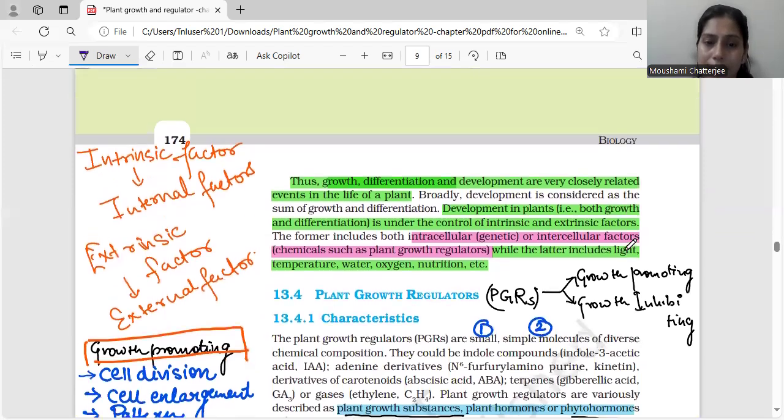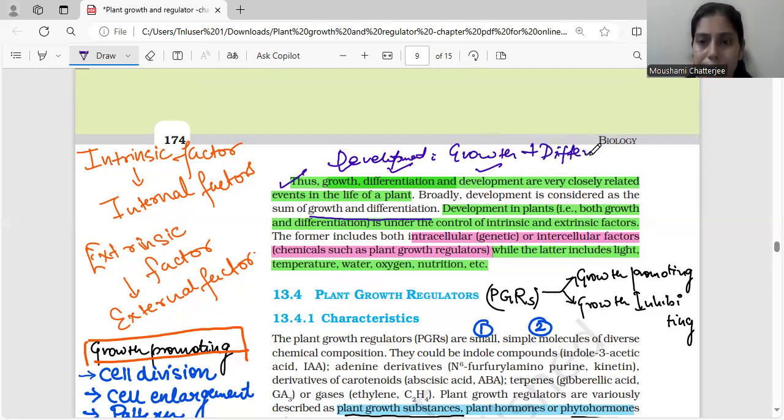Now let's understand. Thus, growth, differentiation, and development are very closely related events. They are absolutely related: growth, differentiation, and development. Okay. So broadly, development is considered as the sum of growth and differentiation. So we can just write over here, development is equal to growth plus differentiation. Okay. Growth and differentiation, that is basically your development. You can write this down somewhere.